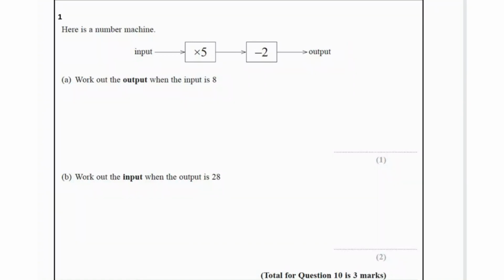Question 1 here. So we've got an input at the beginning and an output at the end. And we're told that in part A, work out the output when the input is 8. So basically, we're just going to do what the function machine tells us to do. So we're going to do 8 times 5, and then we're going to take away 2. So rules of BIDMAS always apply. 8 times 5 is 40. 40 take away 2 is 38.